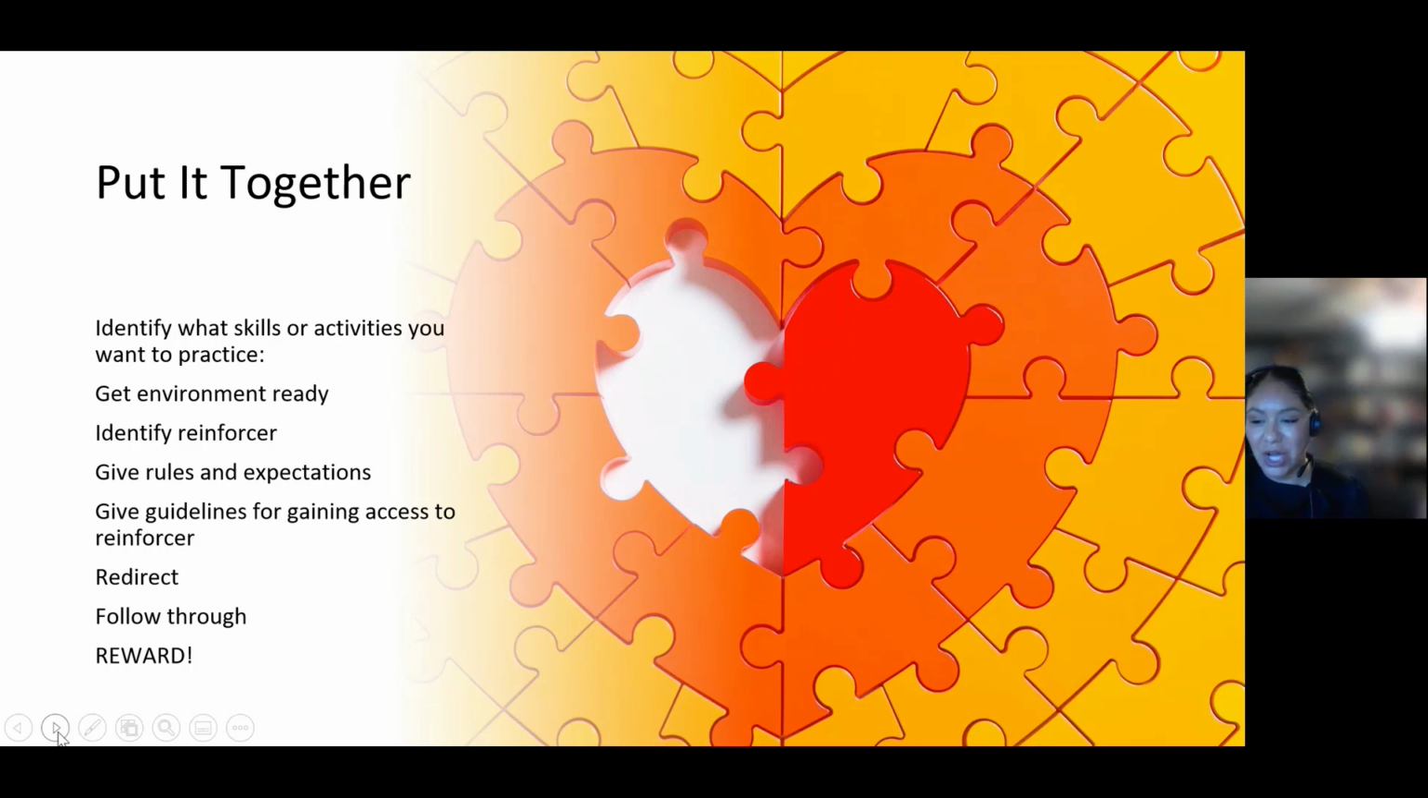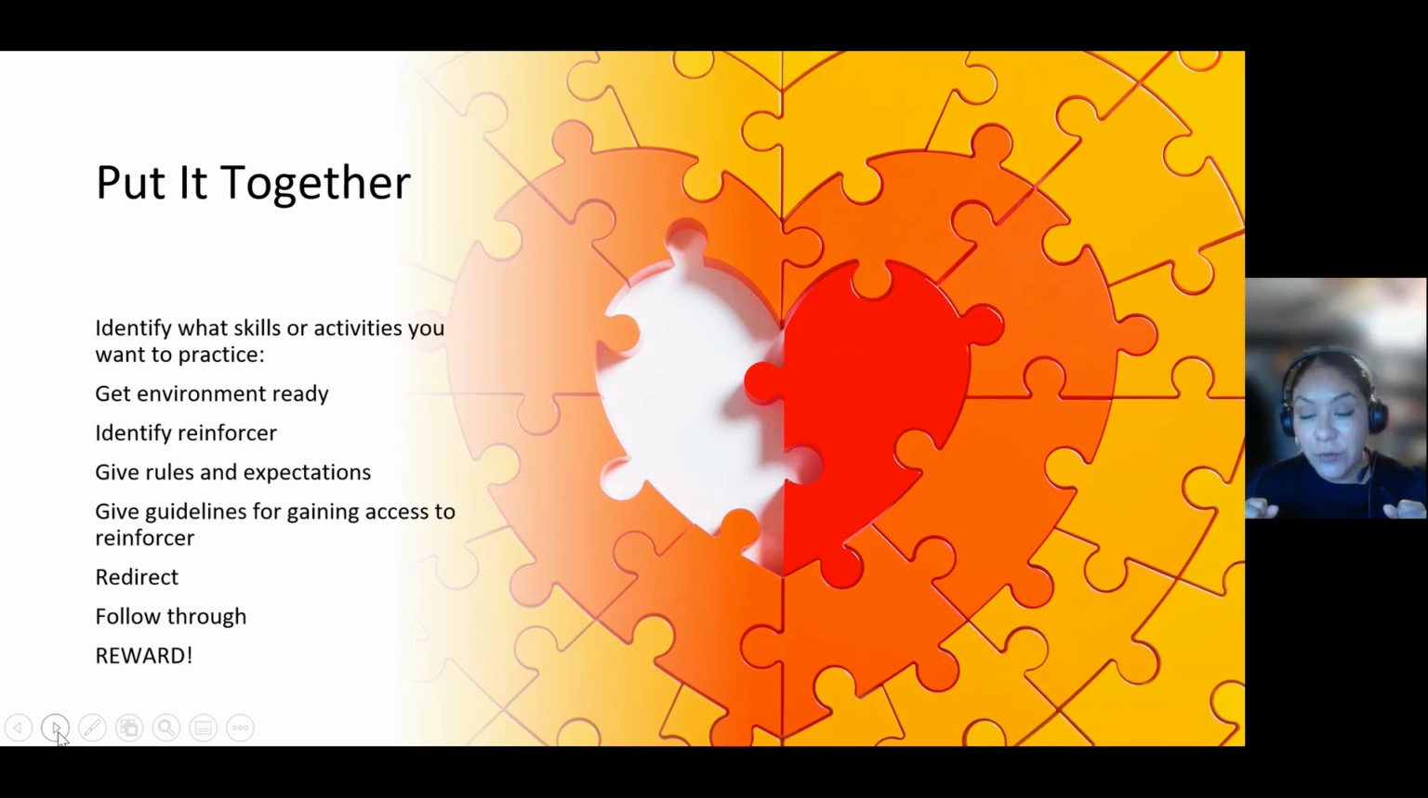Now, how do we put it all together? Because there are so many things happening in our homes, so many behaviors, so many skills that we could work on, we really want to hone in and focus on what we want to work on first, or in this moment. So we want to identify what skills or activities we want to practice. From there, we want to set up our environment and get it ready. We want to minimize distractions so that we can stay focused on the learning.